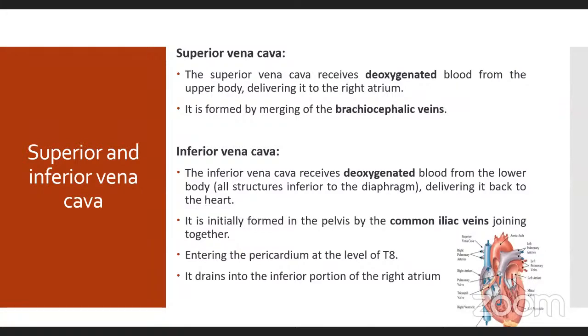The inferior vena cava receives the deoxygenated blood from the lower body, so all the structures inferior to the diaphragm, delivering it back to the heart. It is initially formed in the pelvis by the common iliac veins joining together, travels through the abdomen, collecting blood from the hepatic, lumbar, renal, and phrenic veins. The inferior vena cava then passes through the diaphragm, entering the pericardium at the level of T8, and it drains into the inferior portion of the right atrium.